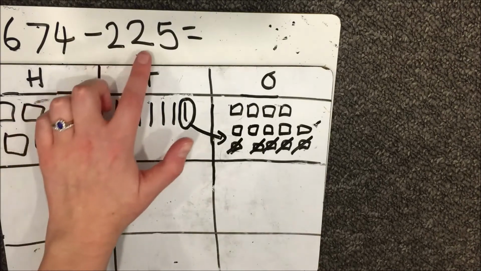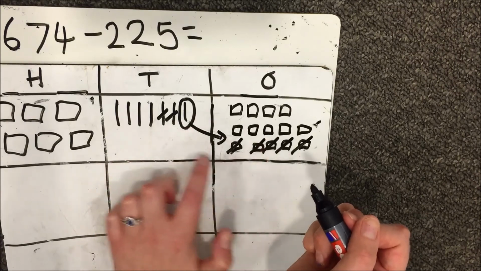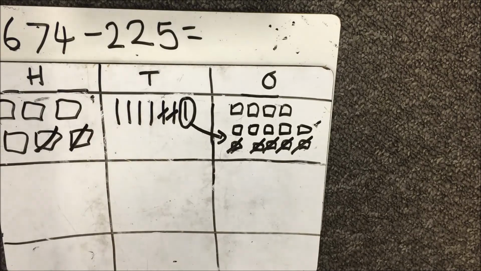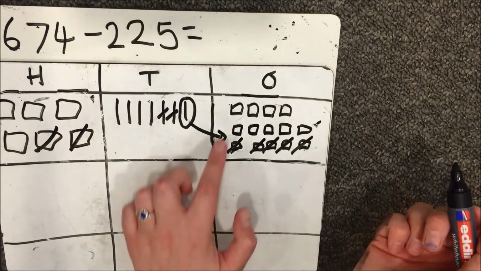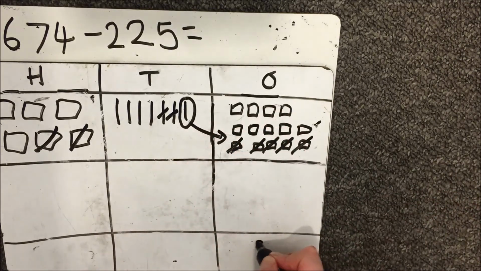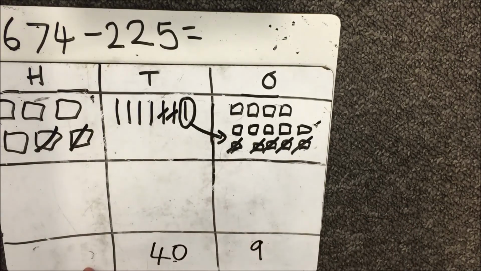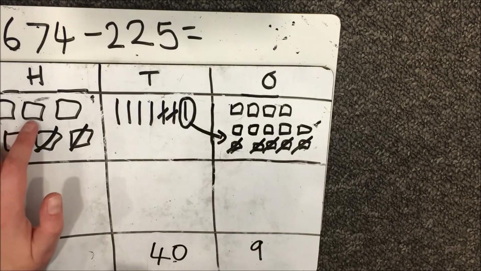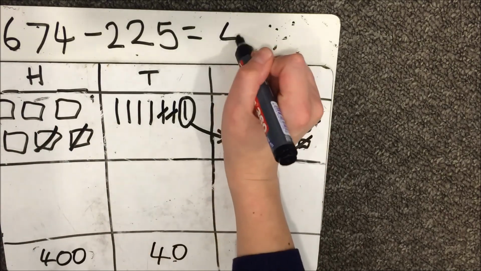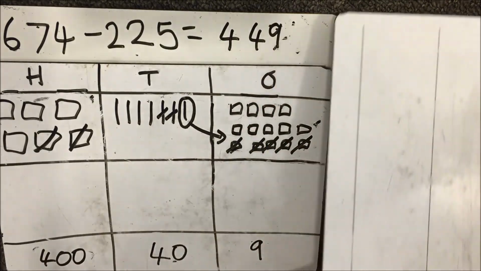So we can definitely take away 5: 1, 2, 3, 4, 5. Can we take away 2 tens? Yep, 1, 2. Remember, we can't take away that one as it's been changed. Can we take away 2 hundreds? 100, 200. Now we just need to find our answer. So how many ones do we have left? 1, 2, 3, 4, 5, 6, 7, 8, 9. How many tens? 10, 20, 30, 40. So I've got 4 tens, which make 40. How many hundreds? 1, 2, 3, 4, which makes 400. So my answer is 449.